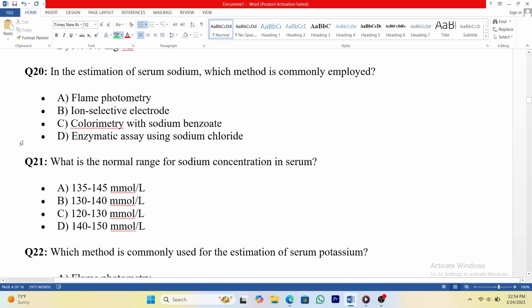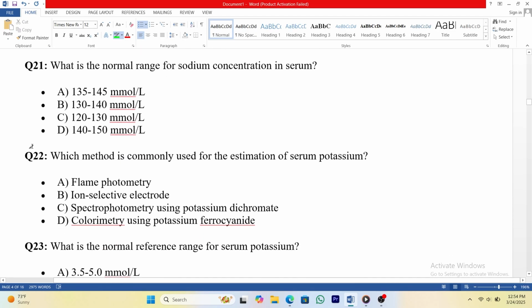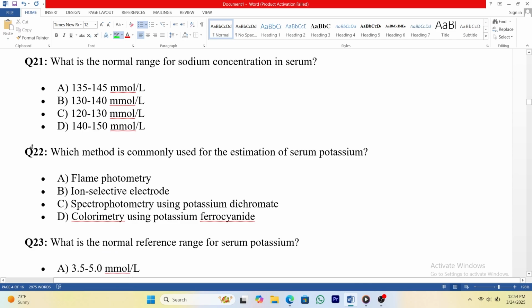A. Flame photometry. B. Ion selective electrode. C. Colorimetry with sodium benzoate. D. Enzymatic assay using sodium chloride. Answer: A. 21. What is the normal range for sodium concentration in serum?